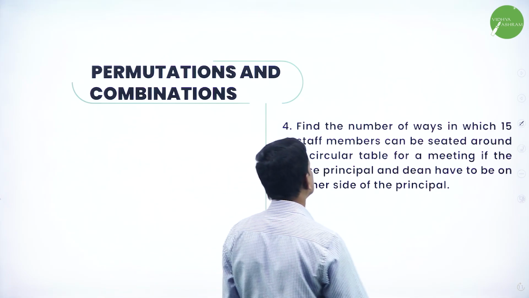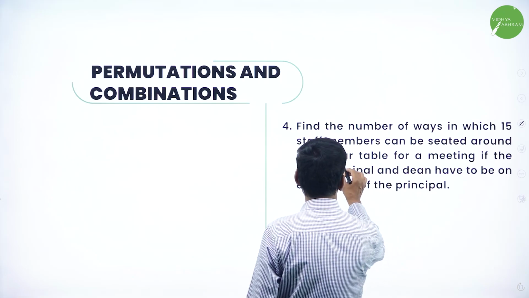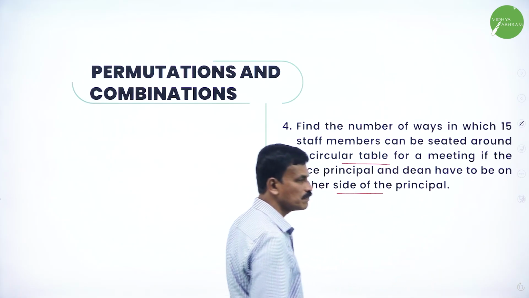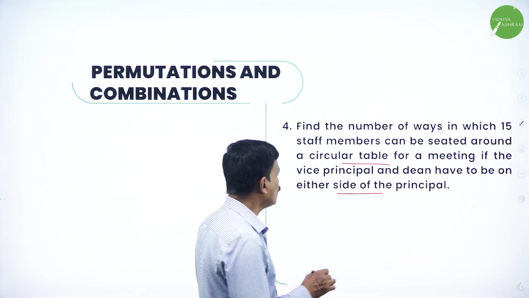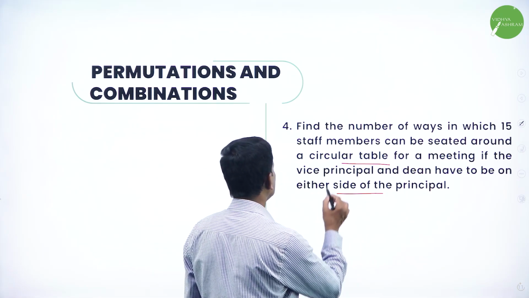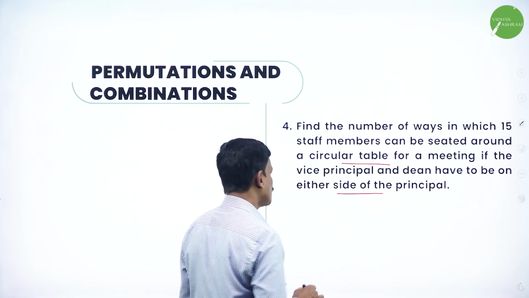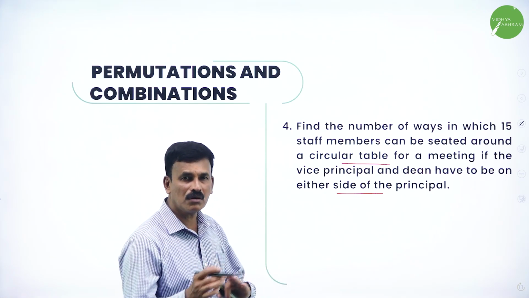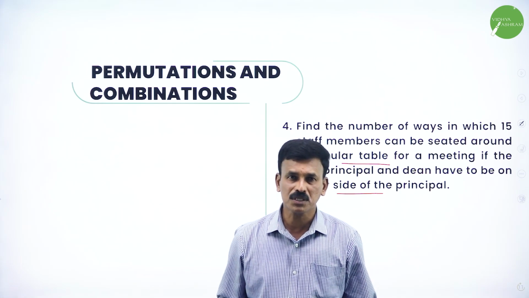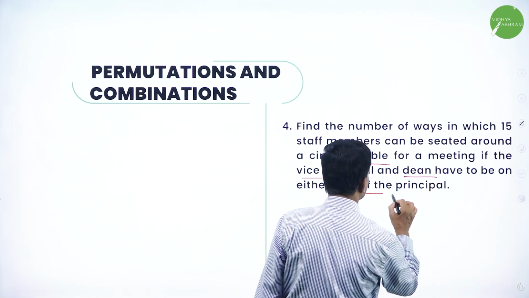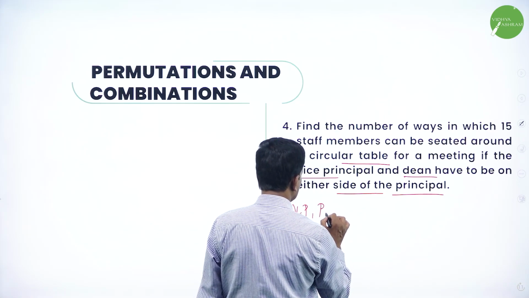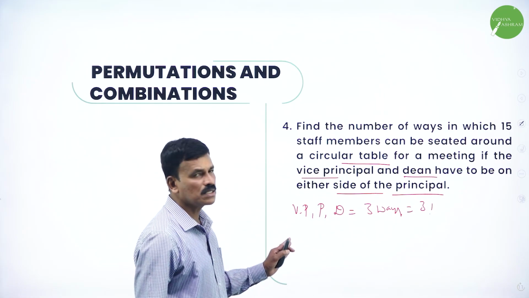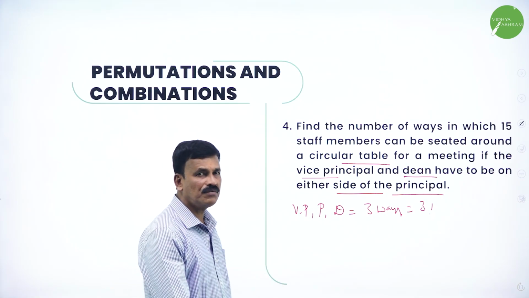Find the number of ways in which 15 staff members can be seated around a circular table for a meeting if the vice principal and the dean have to be on either side of the principal. Dean and the vice principal will be on either side of the principal, right? Very simple concept. Now here, the vice principal, principal, and the dean can be arranged in 3 ways, that is 3 factorial ways.